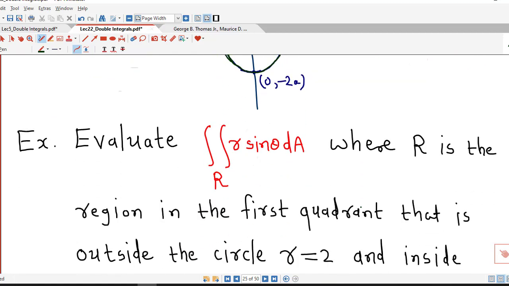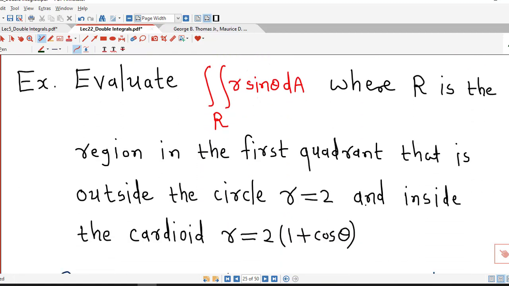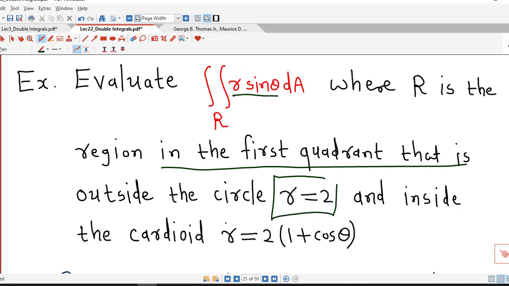So we start with our problem now. We are asked to evaluate the double integral of the function r sin theta over the region R, which is the region in the first quadrant that is outside the circle r equal to 2 and inside the cardioid r equal to 2 into 1 plus cos theta.